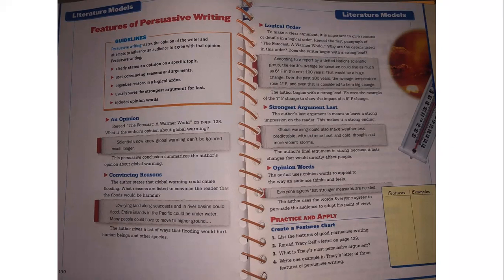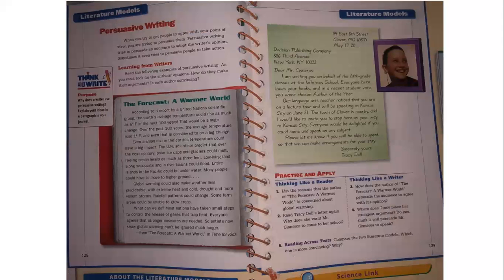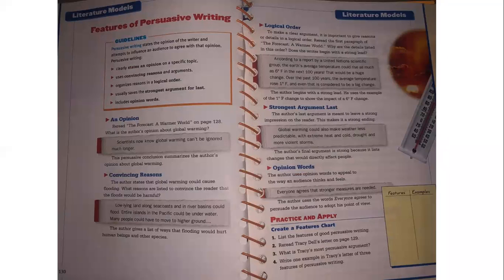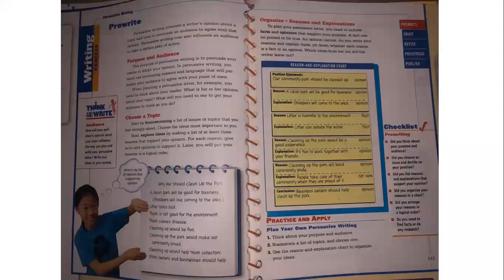Okay, here at the bottom we have another checklist. Sorry, here we have the features chart. On the right-hand side here, we have features and examples. This is something that you guys can do as an exercise. The persuasive letter is on the right-hand side. So you can list the features of good persuasive writing and use the letter written by Tracy Dell to look at the features and the examples to identify the features of persuasive writing.